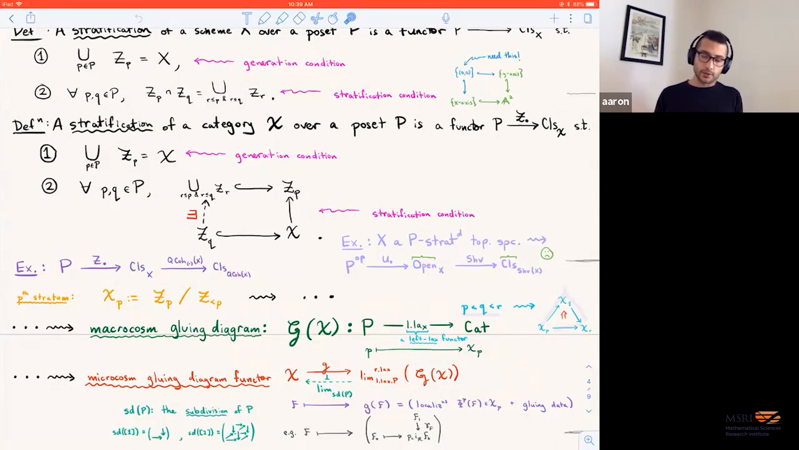So additionally, there's this comparison functor that takes an object of the category to its microcosm gluing diagram. So again, that's these localizations. If you're familiar with equivariant homotopy theory, it's for good reason that I'm using phi, capital phi here. So it takes an object here to its gluing diagram, which is these localizations, and then some additional gluing data that relates them.